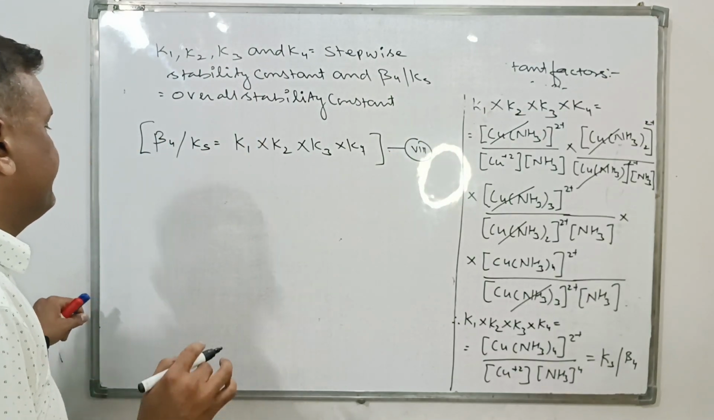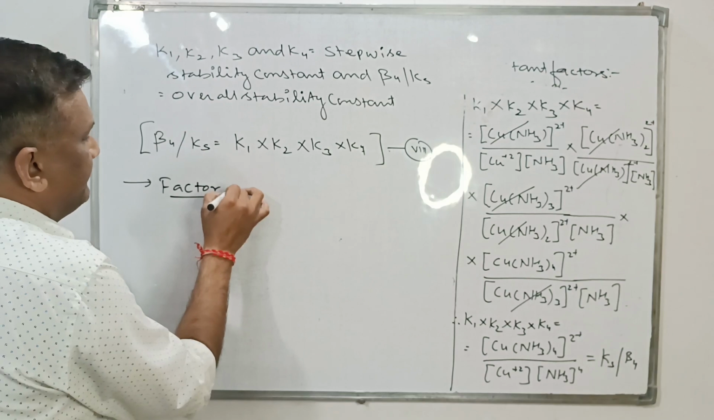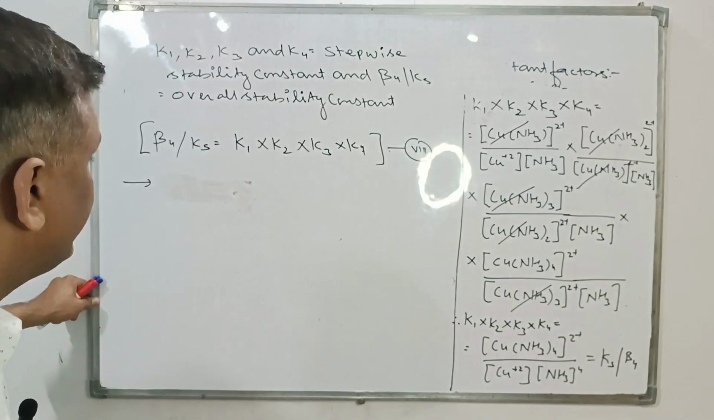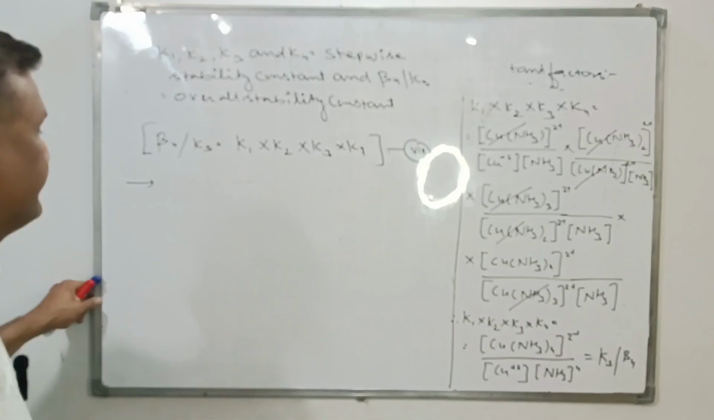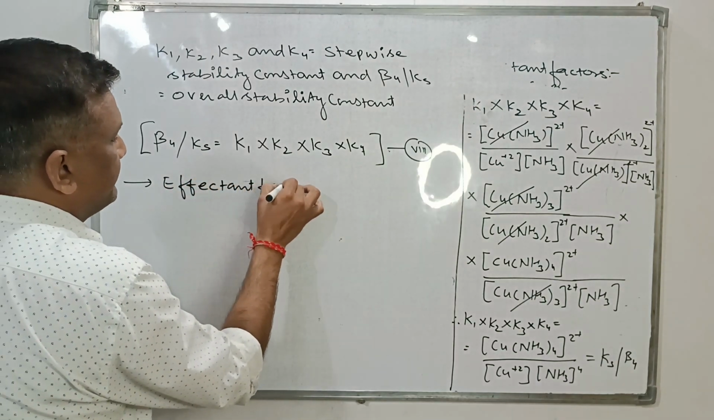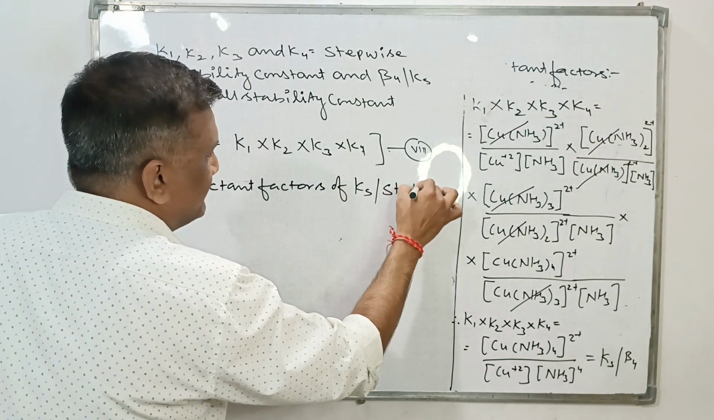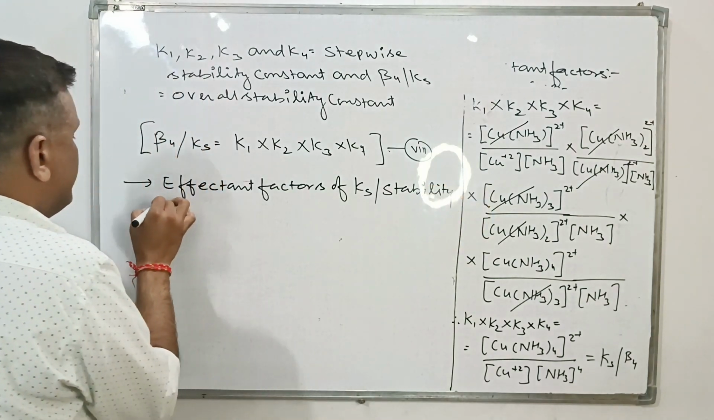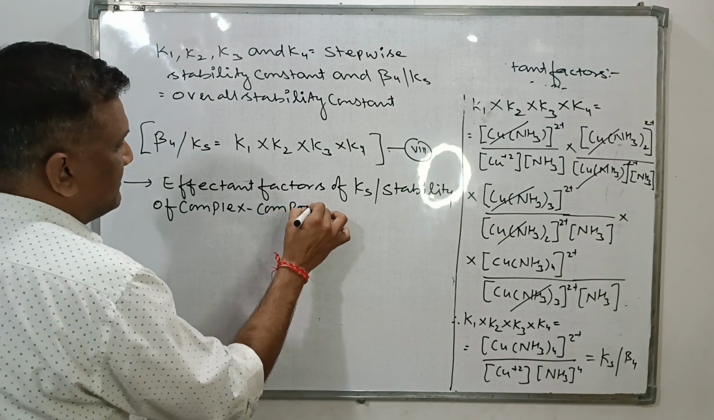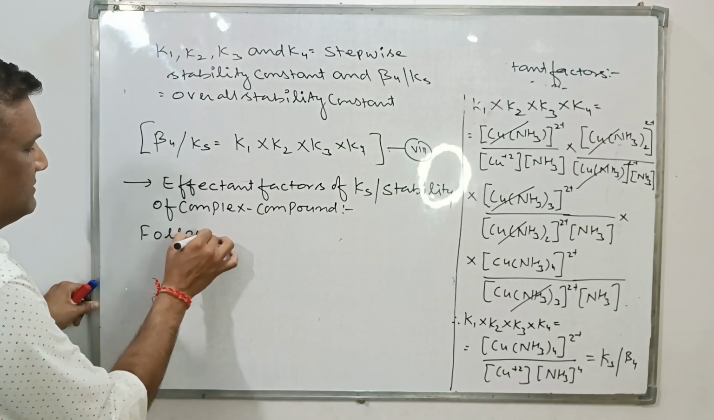Now we'll go with the stability factors. So these are the effecting factors, the factors affecting the stability constant Ks, or you can say the stability of complex compound. What are they? These are as follows.